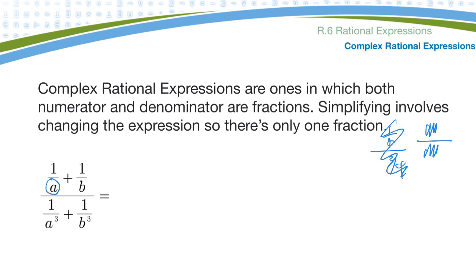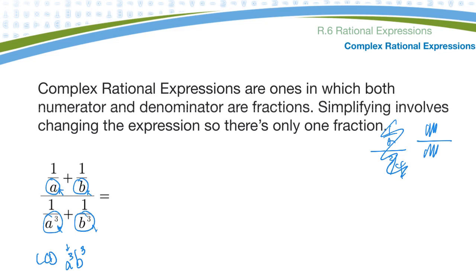I've got ab, a cubed, and b cubed. So my lowest common denominator for this will be a cubed b cubed. And I know that because it's every factor the most number of times it occurs. So here I just have one a, here I've got 3 a's. So for my lowest common denominator, I need 3 a's. One b, 3 b's, the lowest common denominator needs to include 3.